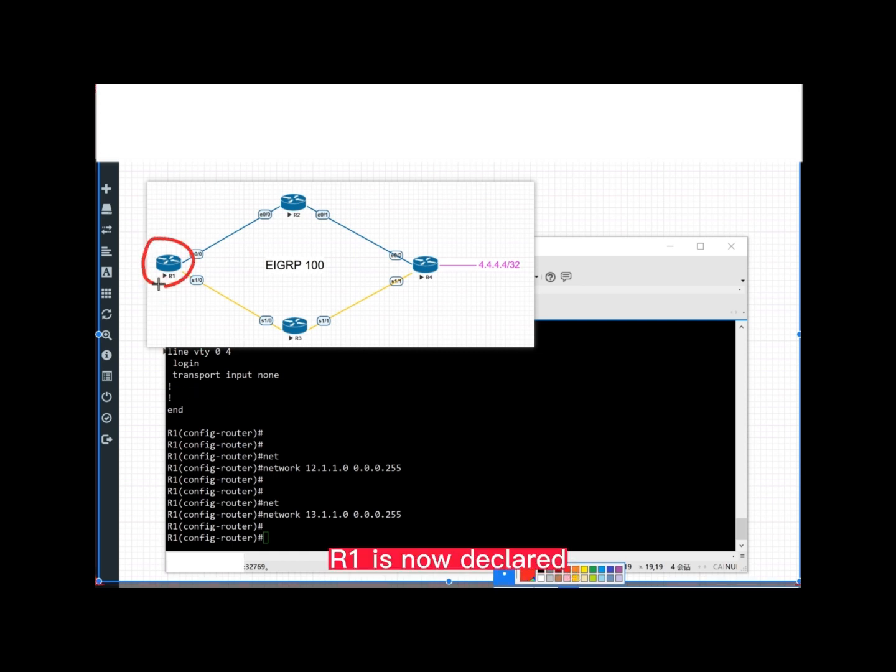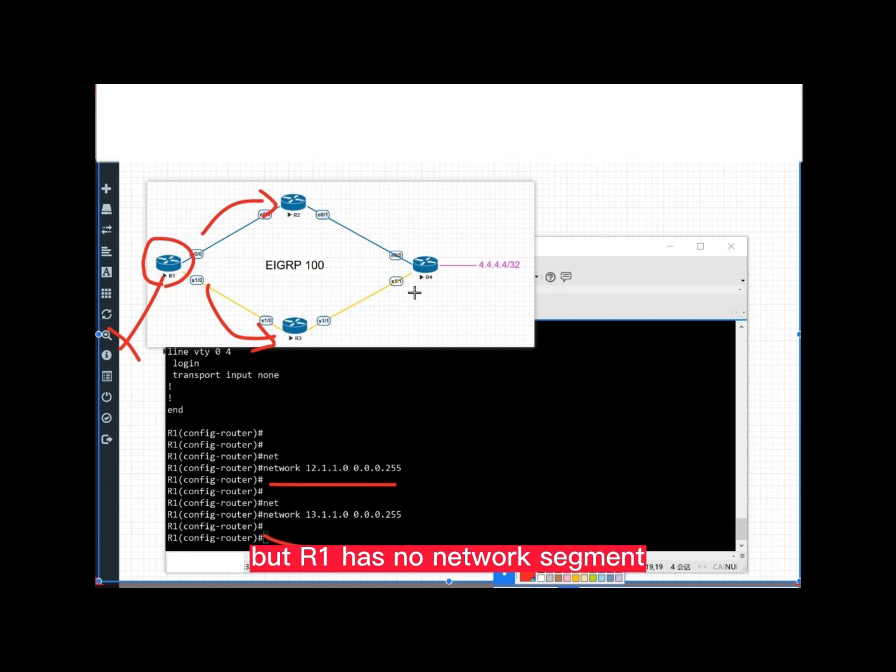R1 is now declared, with the direct connection to R2 and the network segment of R3 declared. Then it is time to declare the network segment behind. But R1 has no network segment, because there is only one network segment.